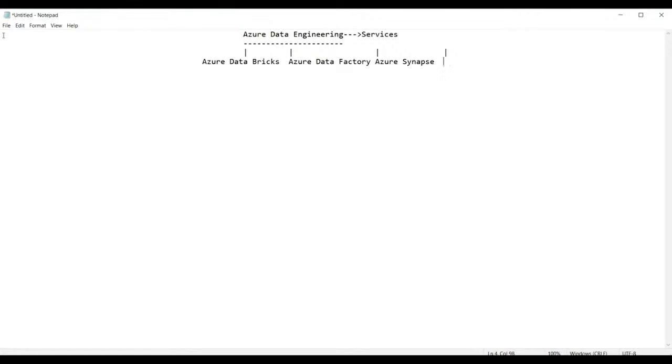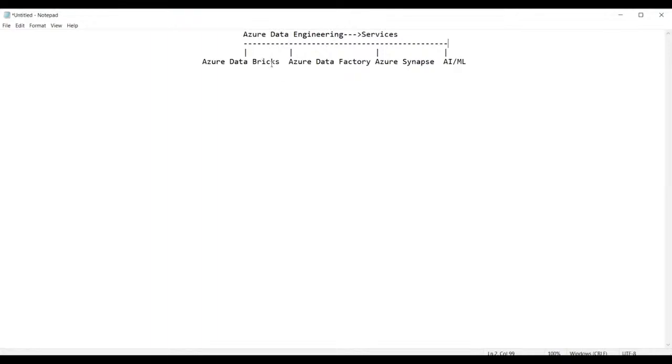So we have Azure Artificial Intelligence, AI, or else we can also refer to it as ML, that is called machine learning. So these are all the services packed into Azure Data Engineering. That means data engineering means end-to-end solutions for the data.